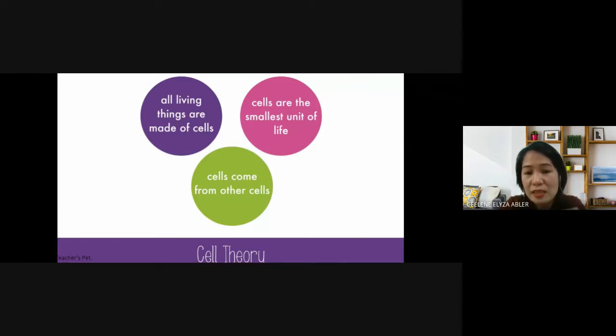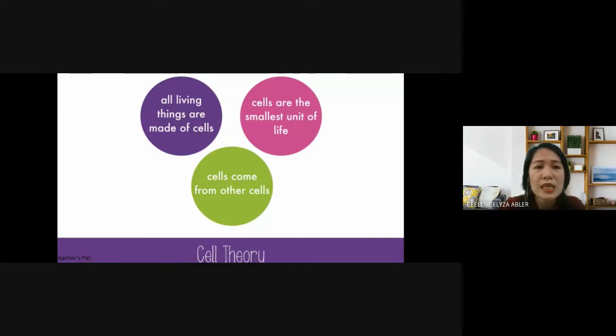So cells can come only from other cells. Until now, the cell theory is still standing, but they are still postulates. That means they are not considered laws. You are considered a law if you have been tested against time and you withstood it. So until now, they are still postulates. Overall, they are called a theory.